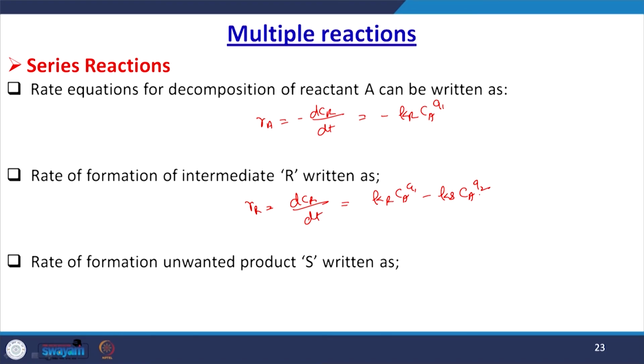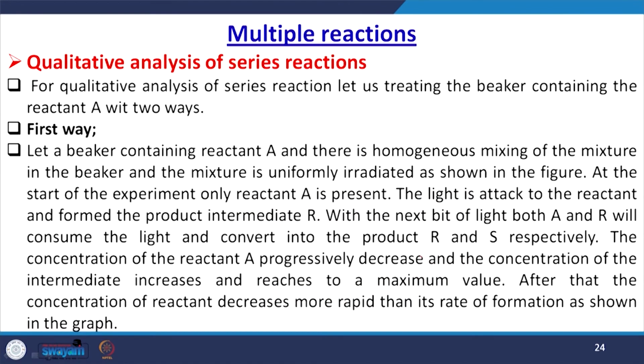Now if we write the rate of formation of unwanted product S, it is not necessary that the entire R may get consumed in due course of time. Then for unwanted S, we can write r_S = dC_S/dt = k_S C_R. So this is the mathematical representation of these series reactions.